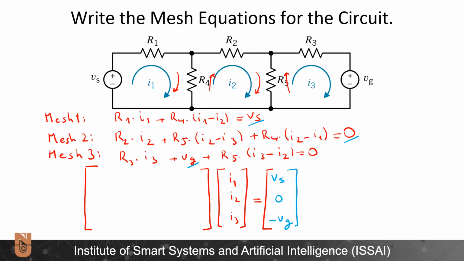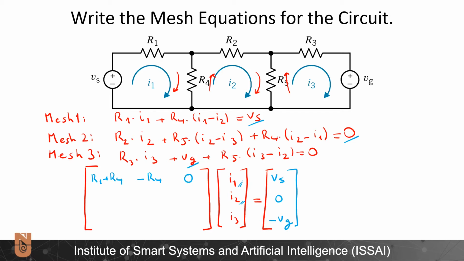Here, for the first equation, I have R1 plus R4 times I1. Then I have minus R4 times I2. And I don't have any terms related to I3, so therefore I'm writing a 0.